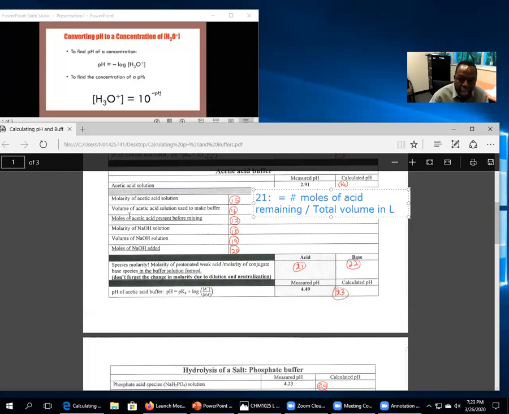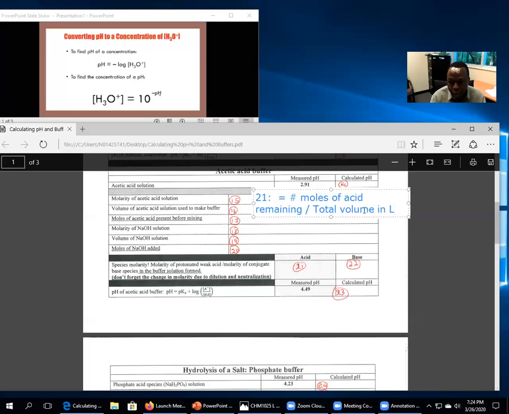So whatever will remain, we will use to determine the concentration of the acid, which is item number 21. So remaining, you got to remember that the added NaOH will convert the starting number of moles of acid into its conjugate base, which is the acetate ion. Acetic acid, acetate ion, conjugate base.